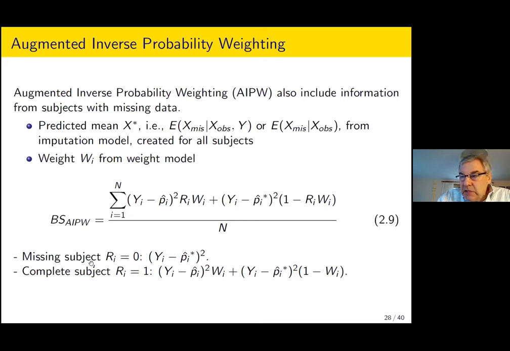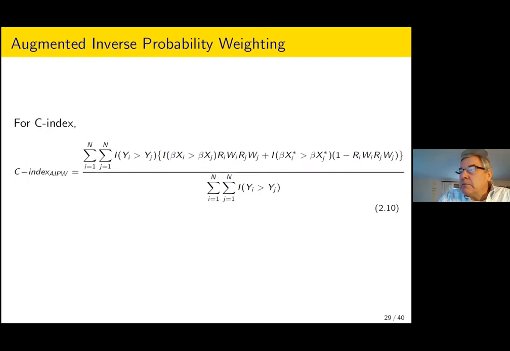So, as it says down the bottom, if a subject is missing, they still contribute to the sum, and it's the second term, yi minus p star. And if they're complete, then it's yi minus p hat, which you had before, weighted, plus yi minus p star squared, with one minus that weight. I'm not going to go into the justification for this. This is actually an approximation to what you're supposed to do exactly in AIPW. The augmented term is just an approximation.